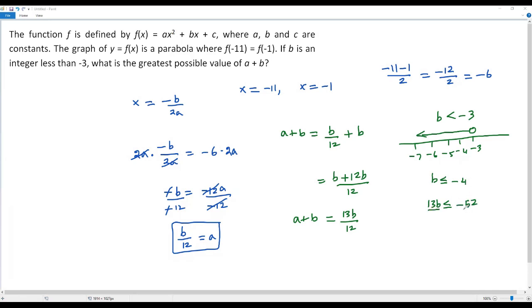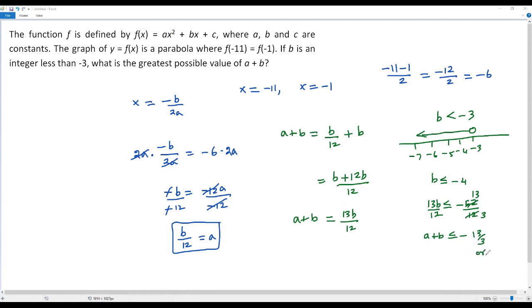Now let me divide both sides of this inequality by 12, because here we have 12 in the denominator. And for this 13b over 12, we can write a plus b, because a plus b and 13b over 12 are equal. Then we get a plus b less than or equal to negative 52 over 12, and we can simplify this one. Both 52 and 12 have the greatest common divisor 4. 4 goes into 12 3 times, and 4 goes into 52 13 times. We get negative 13 over 3. So here a plus b is less than or equal to negative 13 over 3. That is, the value of a plus b can be equal to negative 13 over 3, or it has to be less than negative 13 over 3.